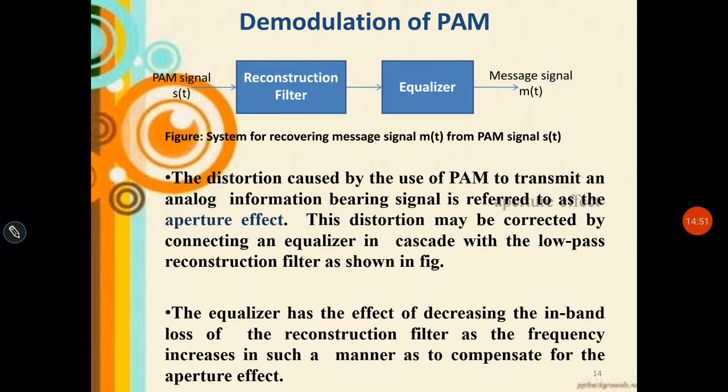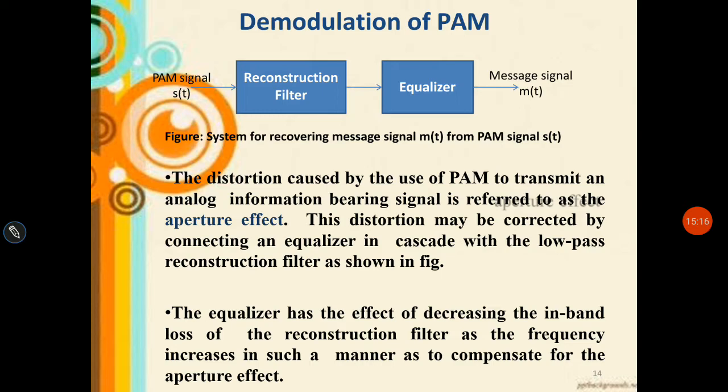Next is demodulation of PAM. Here it is seen that the PAM signal is constructed and now the PAM signal is transmitted and it will be received by a reconstruction filter, and from this reconstruction filter there will be an equalizer and we get back the original message signal, that is the modulating signal.